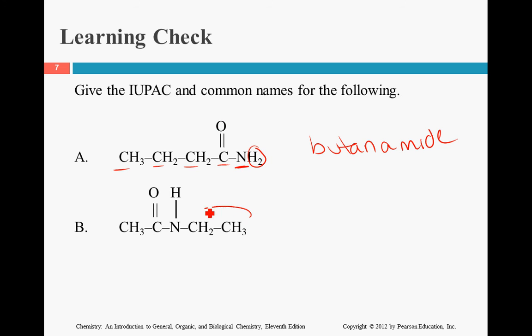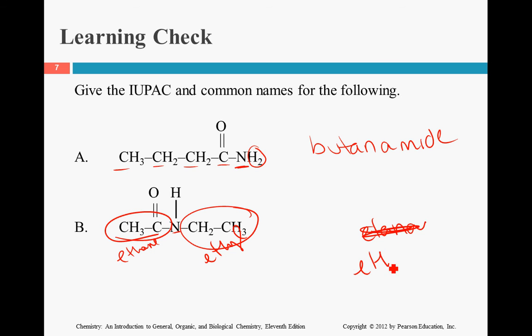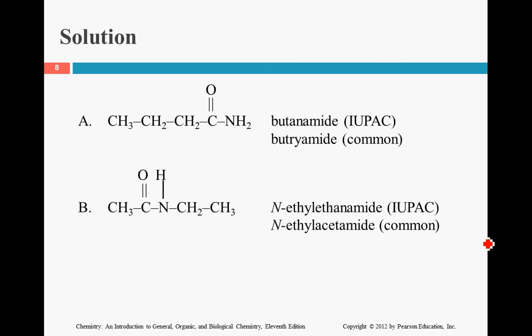For part B, we have an ethyl group coming off of the nitrogen. And then this is ethane. So it is ethanamide. But there's also on the nitrogen, on N, there's an ethyl group of ethanamide. Notice the N there saying that it's on the nitrogen.